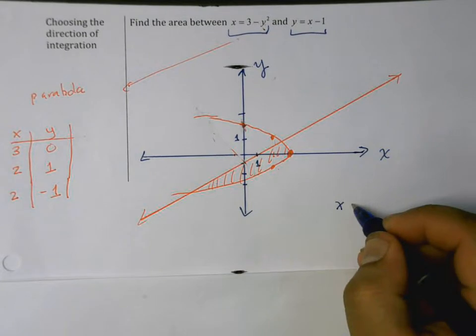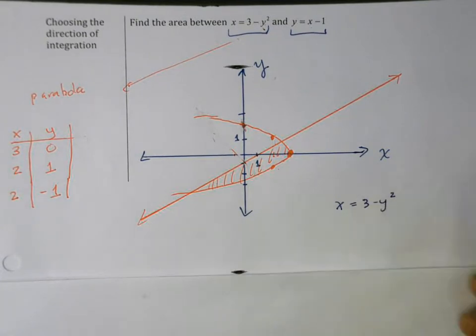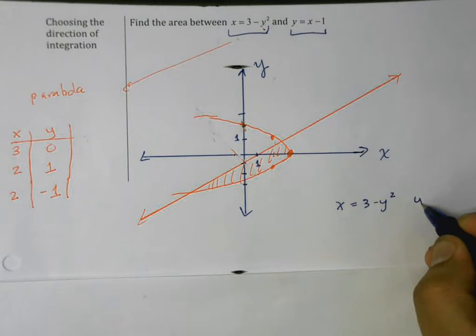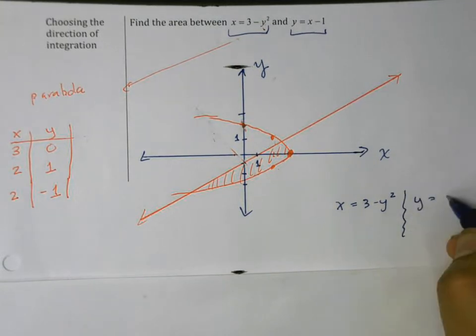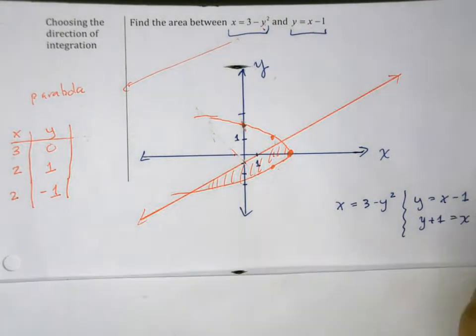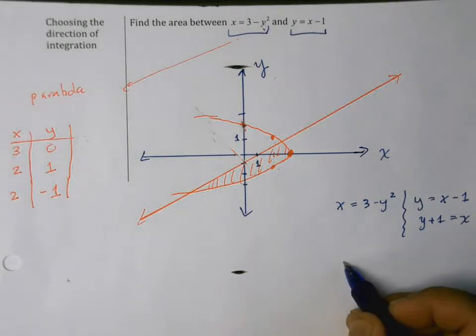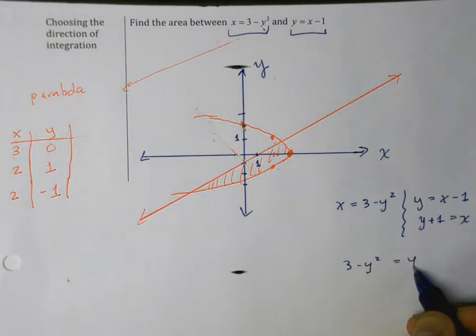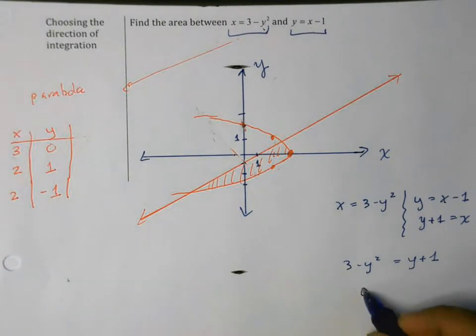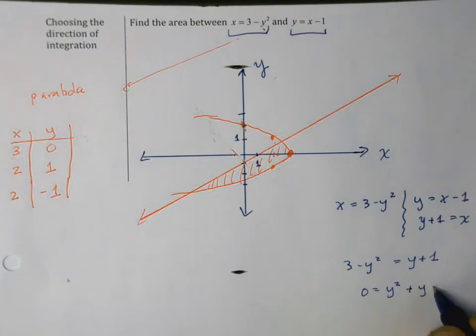One equation is x equals 3 minus y squared. The second equation is y equals x minus 1, so y plus 1 is equal to x. So 3 minus y squared is equal to y plus 1. That means 0 is equal to y squared plus y minus 2. Just solve this quadratic, and we get that y is equal to 1.